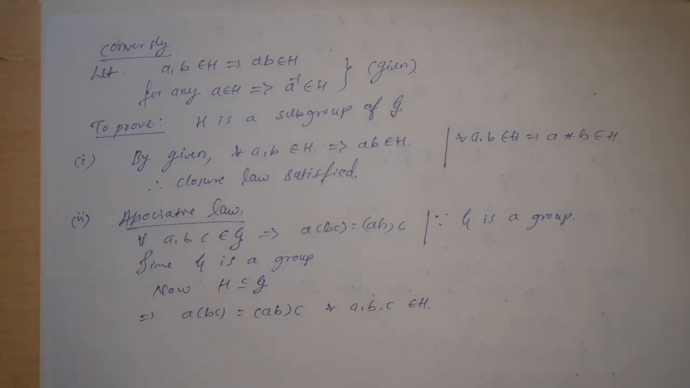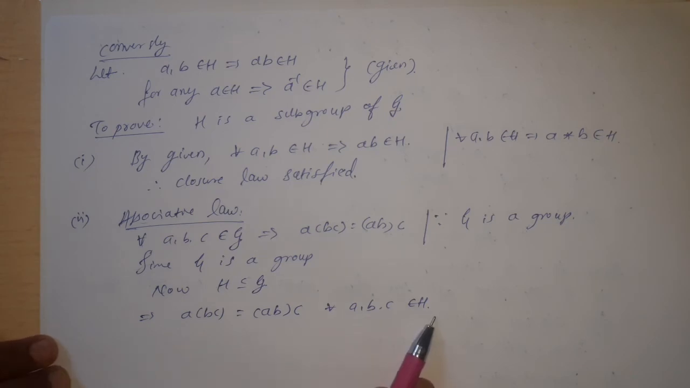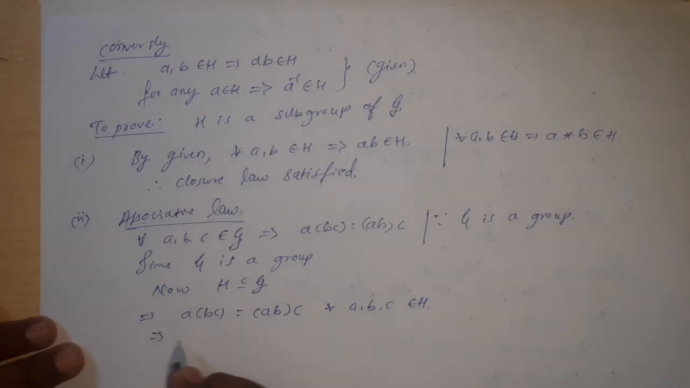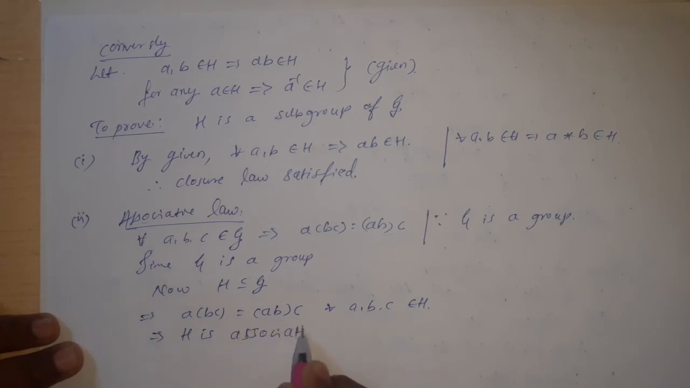So, here all the elements of H belong to G, and those elements which are in G already satisfy the associative property. So, therefore, the same elements are there in H, hence they have to satisfy the associative property. So, that is why this property holds good in H. So, it implies that H is associative. Then the remaining two properties are identity and inverse.